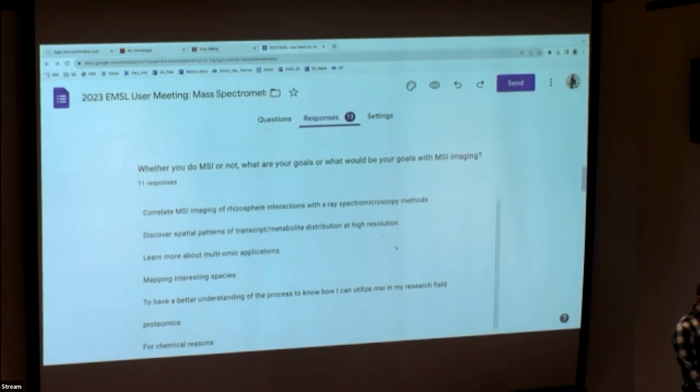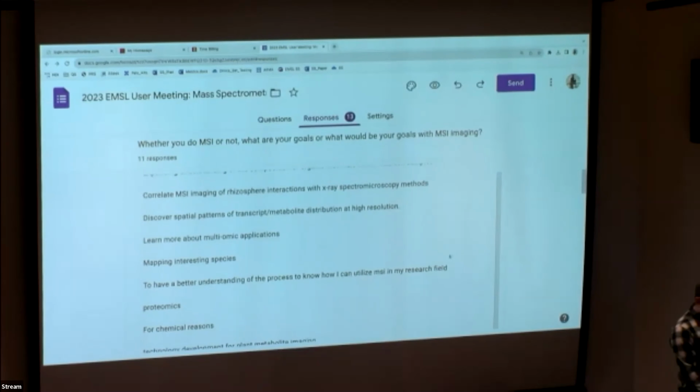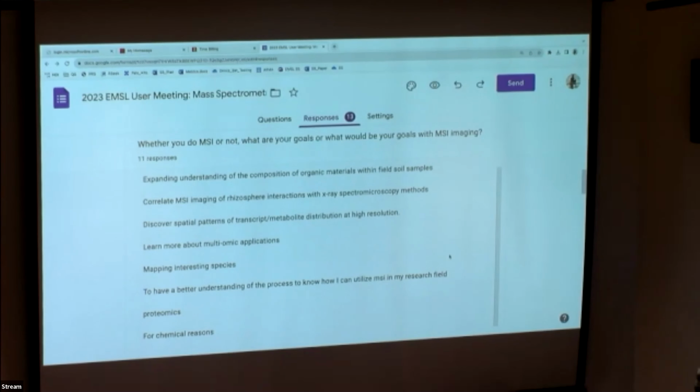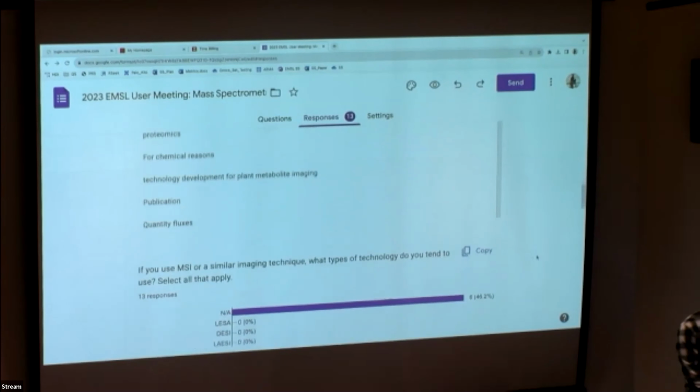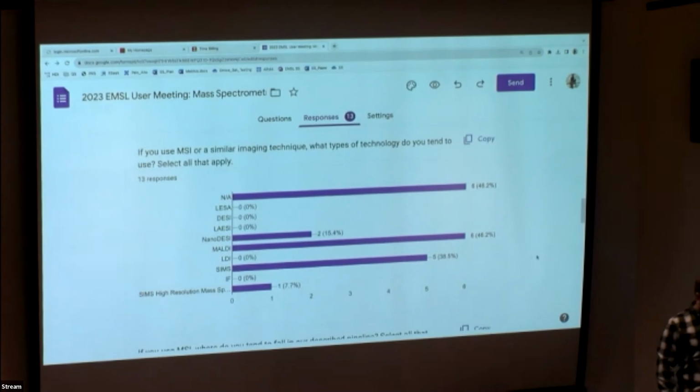We have some answers here about what people's goals would be with mass spec imaging, which I will use for my own purposes, but I appreciate you filling out these answers. When we design tools that are generally applicable, it's nice to know what people want to do with mass spec imaging. Looks like most people here use or are familiar with nanoDESI, MALDI, and SIMS, which is great because that's what our experts are familiar with today.